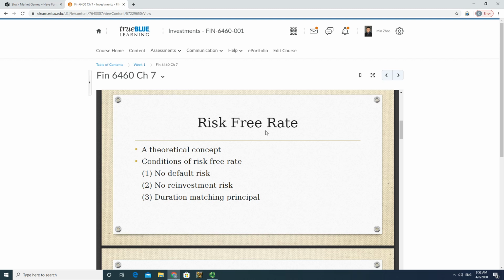Essentially, if you are going to estimate a long-term asset valuation by using this risk-free rate, then this risk-free rate should be based on the long-term duration, not a short-term duration. So three conditions: no default risk, no reinvestment risk, and there's a duration matching principle. And for long-term assets, we are looking for a long-term risk-free rate.